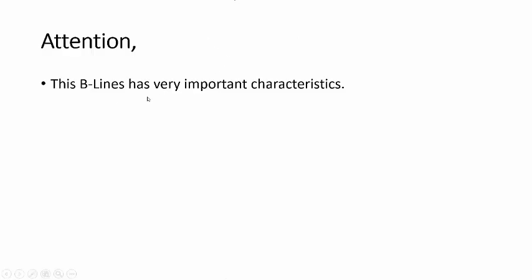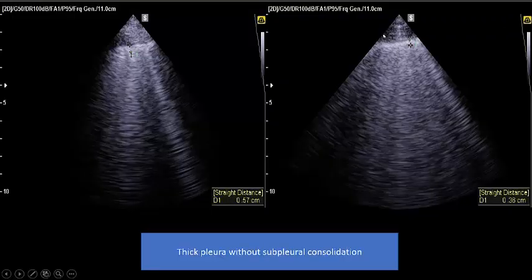Attention, this B line has very important characteristics. First, it is a very thick pleural line. Normal thickness is 2 millimeters. Here in this area it is 3.6, and in this area it's above 5 millimeters. Very thick pleural line and diffuse B line.